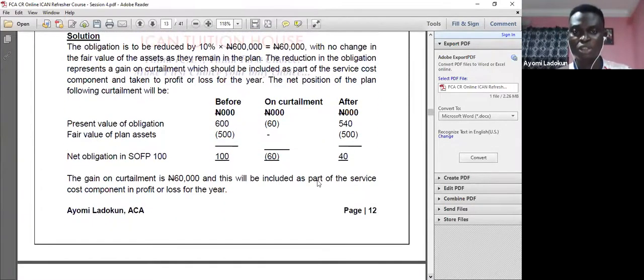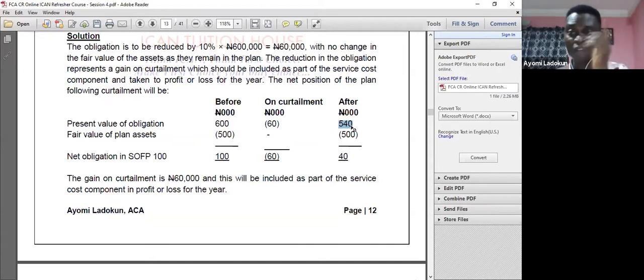So let me quickly show you. Before the curtailment, how much is the present value? Can you see that? It's 600 of the obligation. How much is the fair value of my plan asset? That's 500,000. So when I calculate 10%, because of the redundancy, I have 60. So I have 540 as my obligation.